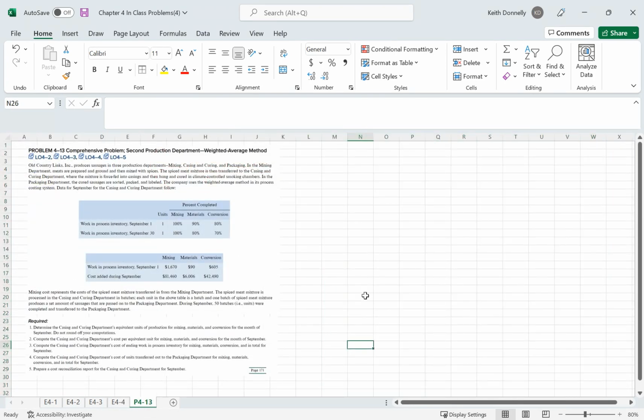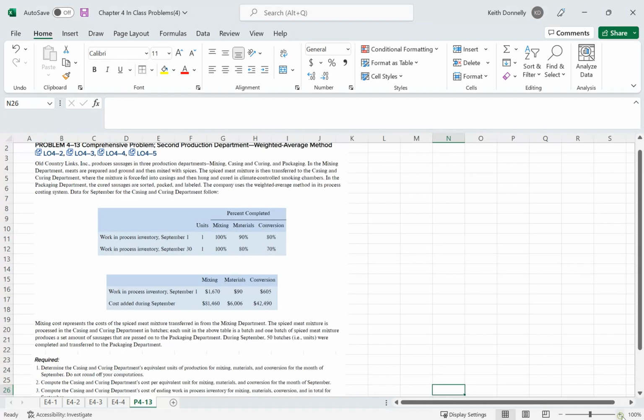All right, let's look at problem 4-13 here. This is a longer problem, so this is going to be the bulk of the lecture. So if we zoom in a little bit, it looks like Old Country Links. I don't know if that's a play off Old Country Buffet or something, but Old Country Links produces sausages. Okay, like sausage links, that makes sense.